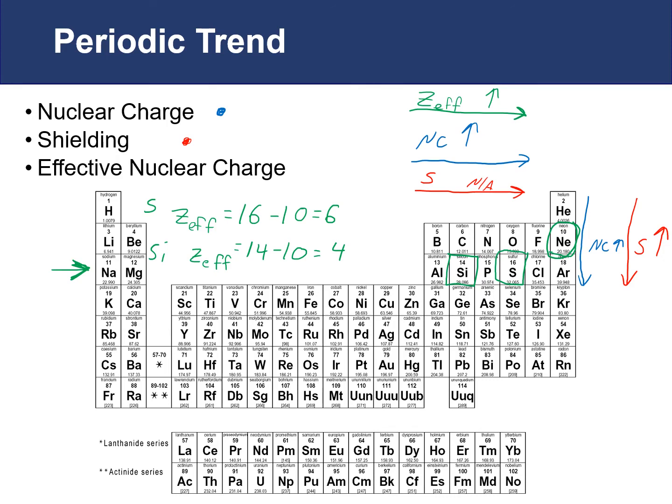So our Z effective, as we go down the periodic table, is actually going to decrease a little bit. And that's because the shielding becomes more important than the slight increase in the nuclear charge, and so the effective nuclear charge will decrease as we go down the periodic table.